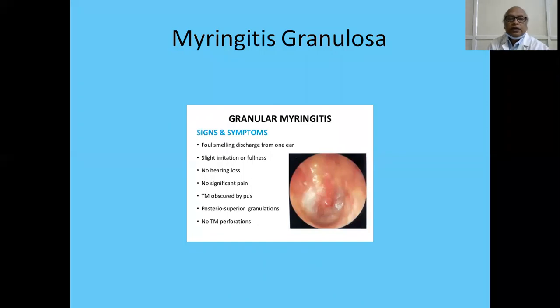Now this is a case of granular myringitis. In granular myringitis, we classically see discharge and granular tissue over the tympanic membrane. There is no perforation of the tympanic membrane. Treatment is by antibiotic ear drops and doing some toilet, that is, gently cleaning with a sterile ear swab.